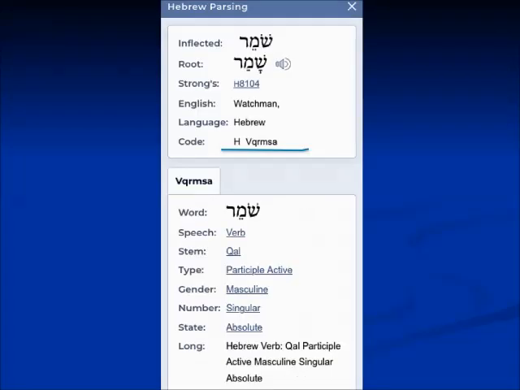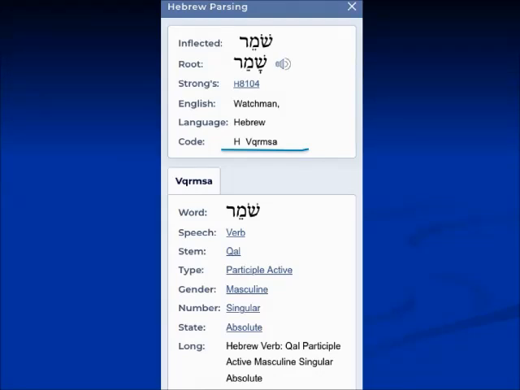So in the upper box, we have the word as it appears in the verse, shomer. We have the root, shamar. We have the Strong's number. We have an English translation, watchman. It says language Hebrew, and then the code is H, and so on, which is defined immediately below. So the H stands for Hebrew. The V stands for verb. The Q here stands for kal, and it says that's the stem. Remember, they indicate what we call binyan as the stem. Kal is the same as pa'al.